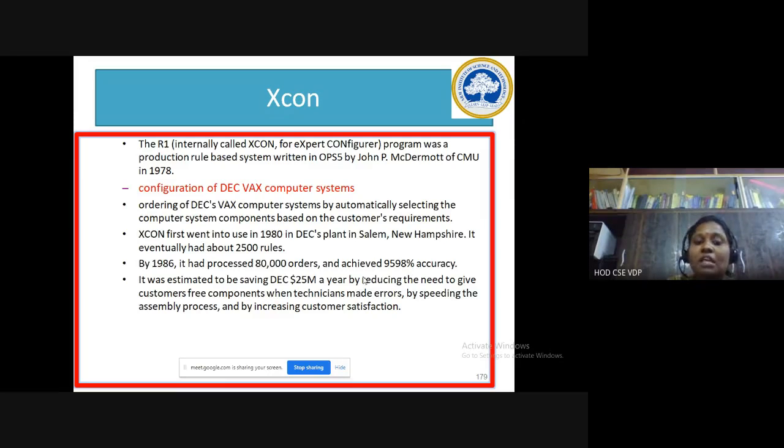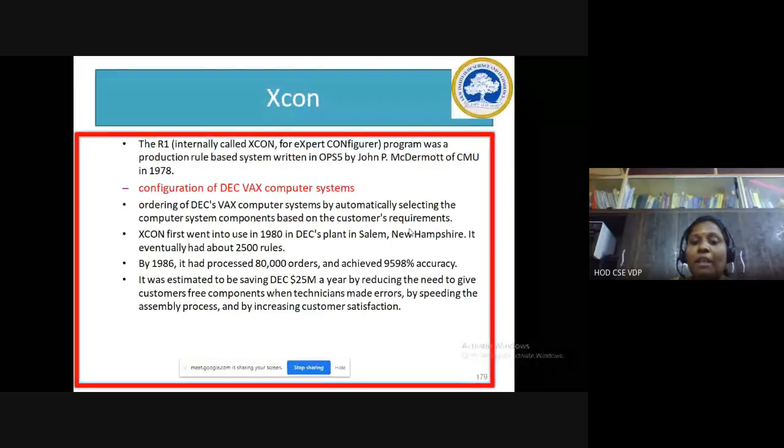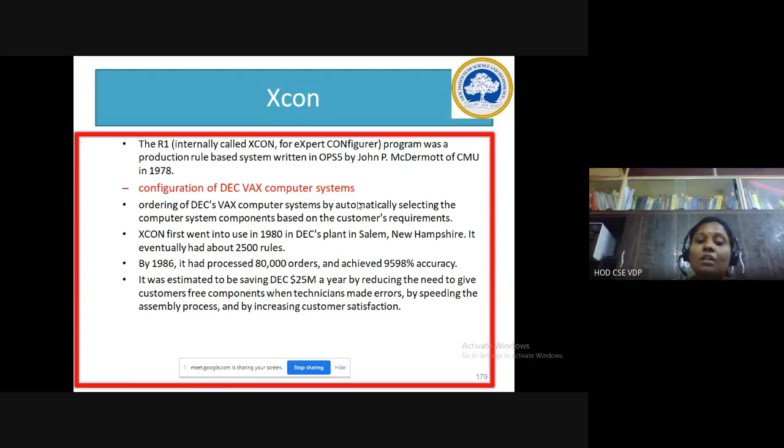What they have done is, if you say that you want the computer parts to be like this, okay, see here it's given. It automatically selects the computer system components based on the computer's requirements. So I just give my inputs saying that I'm going to use this system only for deep learning, or for gaming, or only for typing, or only for my PowerPoint presentation. So depending on that, what level of computer you have to select, what should be the configuration of the computer, that would be recommended by the system.